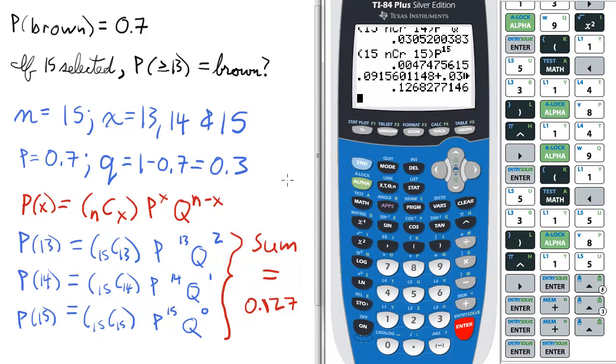Is it unusual to randomly select 15 people and find 13 of them have brown eyes? Note, a small probability is one that is less than 0.05. Okay, so no, it's not unusual because the probability of this is not small, meaning it's above 0.05.